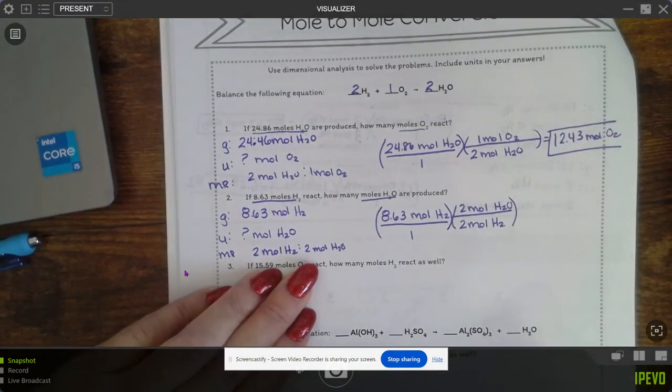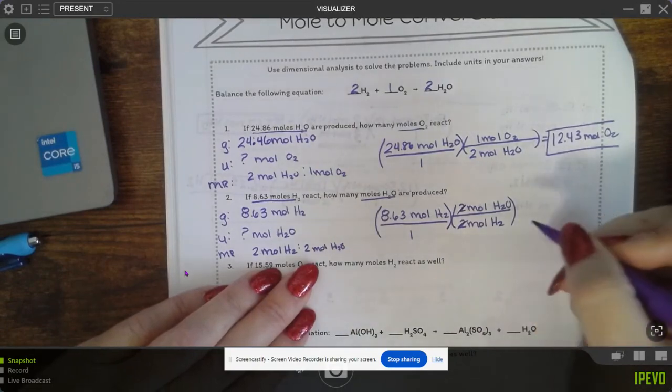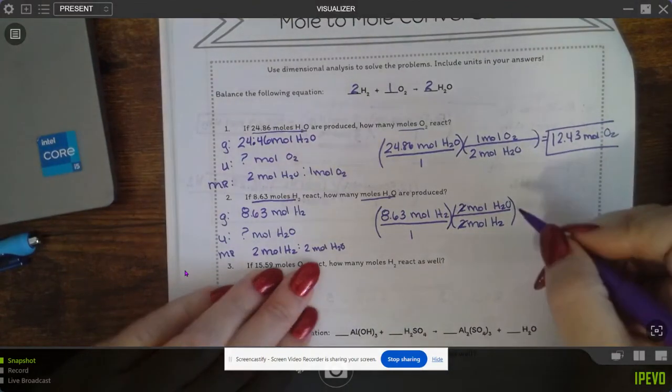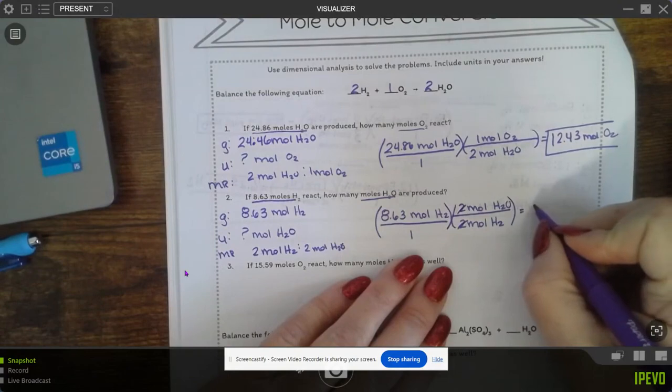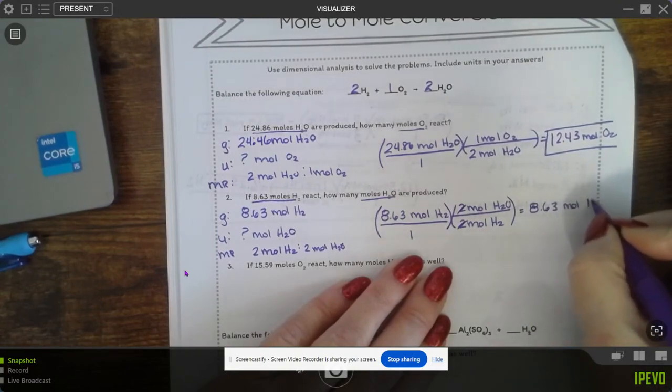Now I know that this simplifies to 1, but I do ask you to put it in there so that I know that you got those numbers for the mole ratio from the coefficients of the balanced chemical equation. So this ends up just being 8.63 moles of H2.